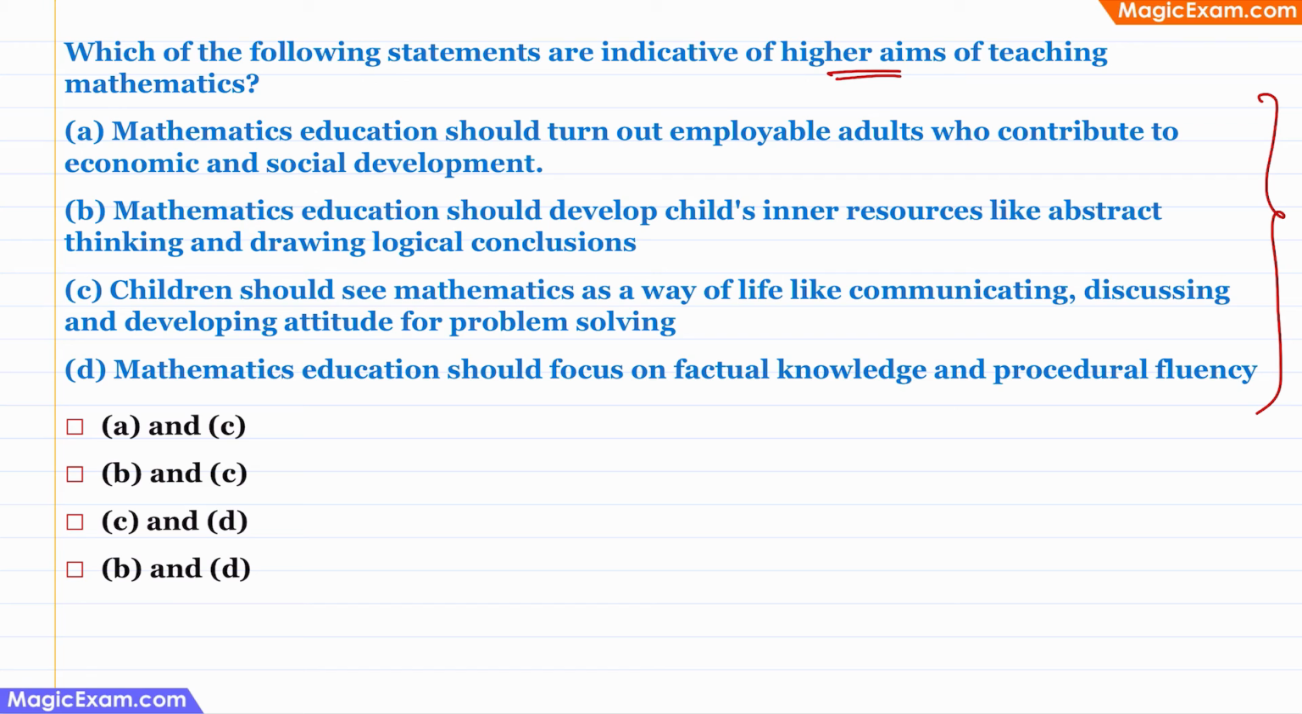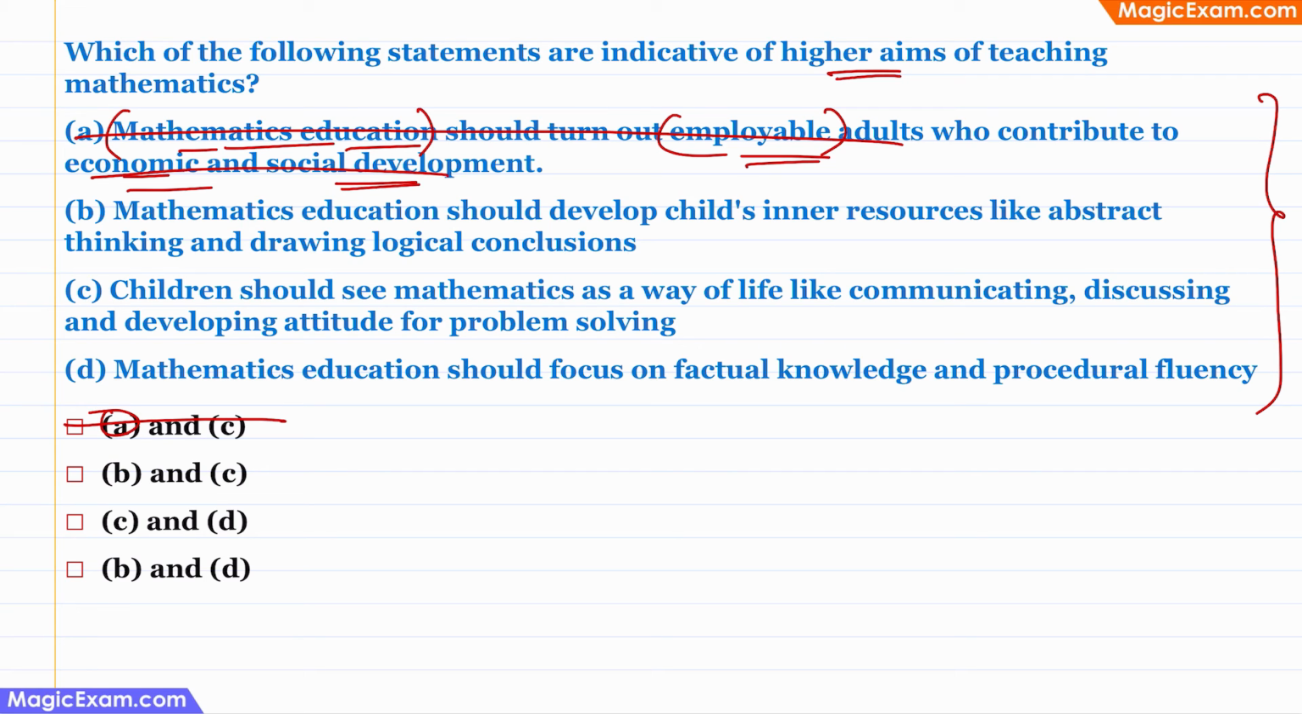For example, the first one says, mathematics education should turn out employable adults who contribute to economic and social development. This is a correct statement because you want people who will contribute to the economic and social development of the country, and you want mathematics education to make them employable. However, if you look at it from the concept of basic fundamental education, the reason you are teaching mathematics is not for employment. Therefore, we can remove this statement. The statement is correct, but in this context, in this question, it is not the best statement. Therefore, if we remove A, we can remove option 1 because it has A in it.